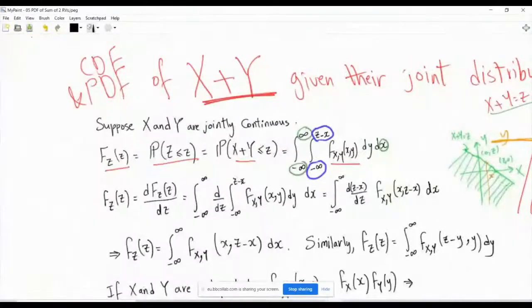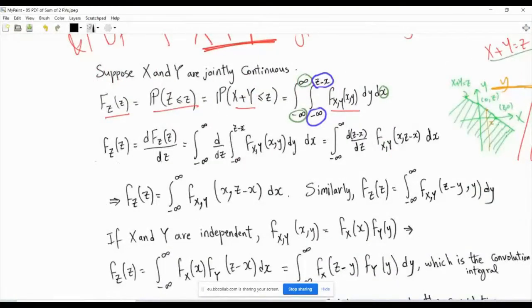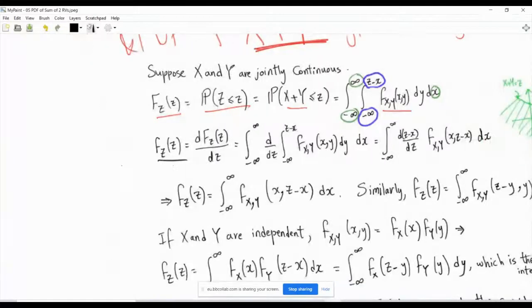Now this is the CDF of Z, and it's a double integral involving the joint PDF of X and Y. Now what is the PDF of Z? So how do we obtain the PDF from the CDF? Differentiation. And so we need to differentiate this with respect to Z.